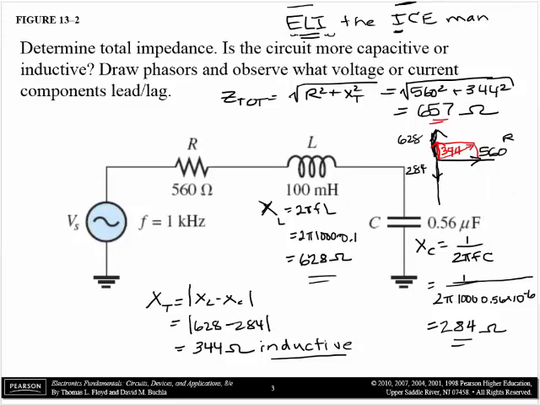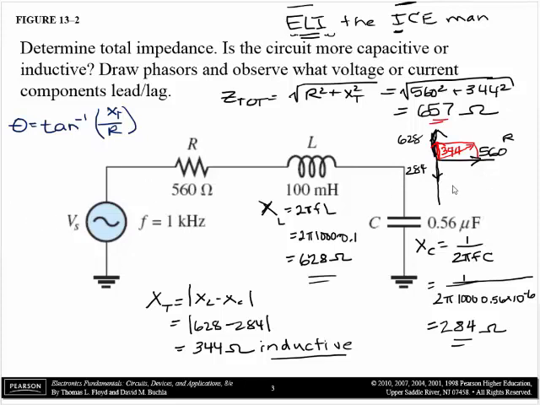So we still have to find phase angle. It's not enough just to say I found Z total, because total impedance would have to be both a magnitude, a number, and the angle that's associated with it. That's how you would completely specify total impedance. So the angle is tangent to the -1 of X total over R.